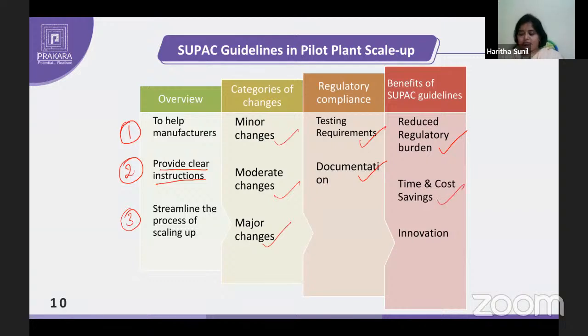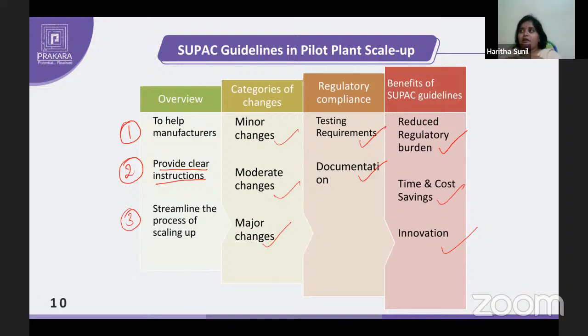And time and cost savings, obviously. When a change is not affecting the final quality of your product, there is no use in wasting time as well as cost. Okay. And then innovation. Innovation here means that by providing a clear framework for making changes, SUPAC encourages manufacturers to continuously improve the process and equipment without fear of regulatory delays.